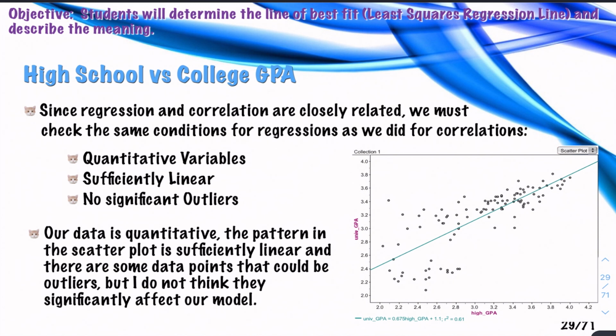Now, since regression and correlation are closely related, we must check the same conditions for regressions as we did for correlations. Remember, go back to chapter 7. It's at the end of the notes. We need to check that both of our variables are quantitative, that they are sufficiently linear, and there are no significant outliers. Our data is quantitative. That's for certain. GPAs are both quantitative. The pattern in the scatter plot is sufficiently linear, as we see, and there are some points that could be outliers, but I don't think they're going to significantly affect our model. And so we are satisfied with all three of those conditions, and so we move forward.